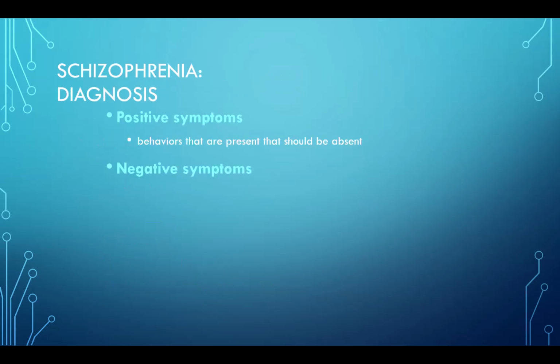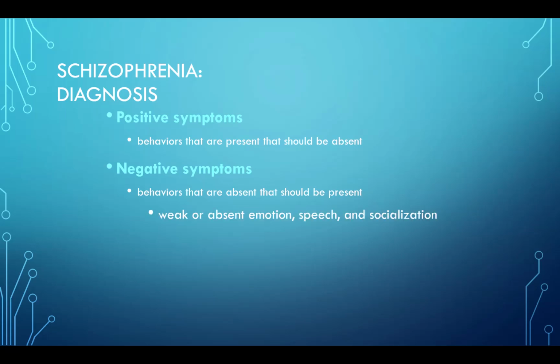Negative symptoms are deficits in normal behavior. They take away from the person's ability to interact in everyday life. In other words, they're behaviors that are absent that should be present. And sometimes these symptoms can be confused with depression. These symptoms include weak or absent emotions, speech, and socialization. So emotional flatness or flat affect, an inability to start or follow through with activities, a lack of content in speech, and an inability to experience pleasure. They're usually stable over time, but very difficult to treat. So your typical antipsychotics work fairly well on the positive symptoms, but not necessarily on the negative symptoms.